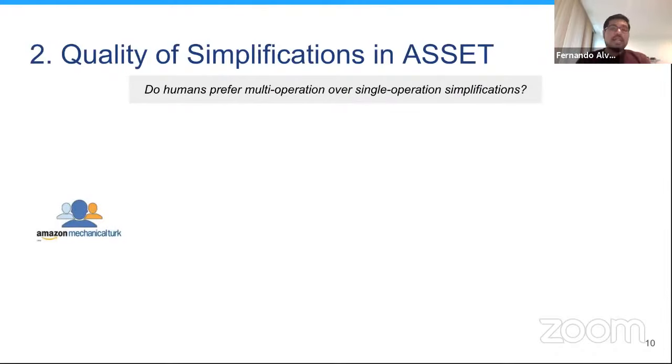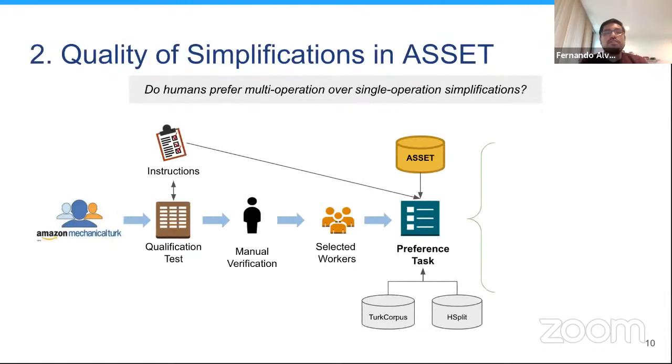So we needed to collect human judgments. And again, we used Amazon Mechanical Turk with a process very similar to the one before, using a qualification test and a set of instructions. And basically what we did was a preference task. So we showed the annotators one original sentence and two simplifications. One simplification was from ASSET and the other simplification was from either TurkCorpus or HSplit.